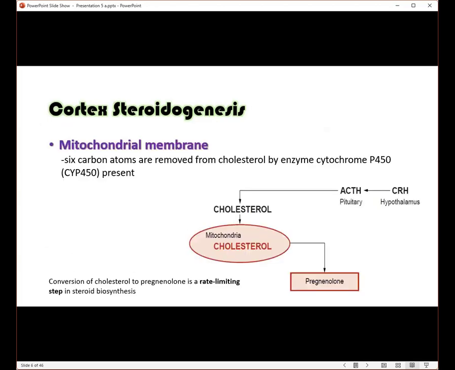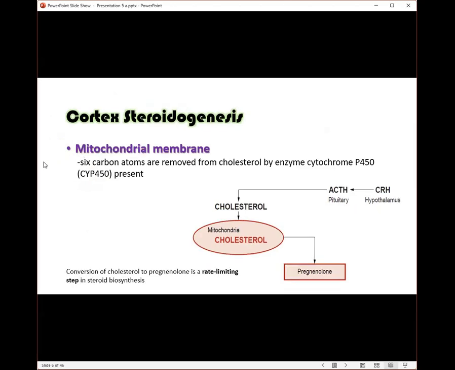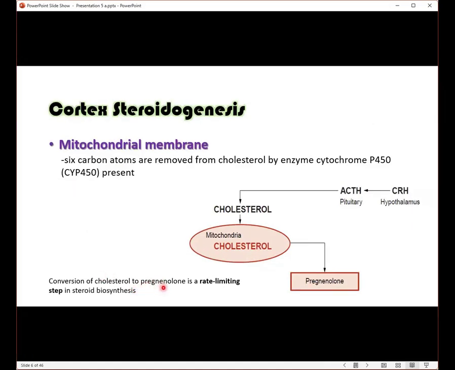It is in the mitochondrial membrane that steroidogenesis happens. This is where the conversion of cholesterol to pregnenolone happens. During that process, 6 carbon atoms are removed from the cholesterol by the enzyme cytochrome P450. Take note that the cholesterol here should be free form cholesterol.